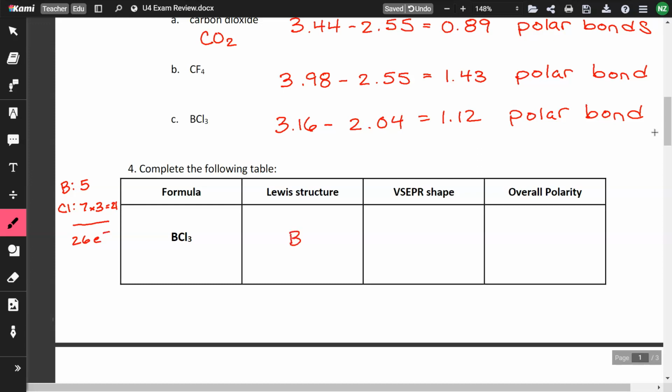Boron's going to go in the middle, and then we'll just kind of surround it with chlorines. Everything gets single bonded to the central atom. So 2, 4, 6 bonding. So we have 20 left.